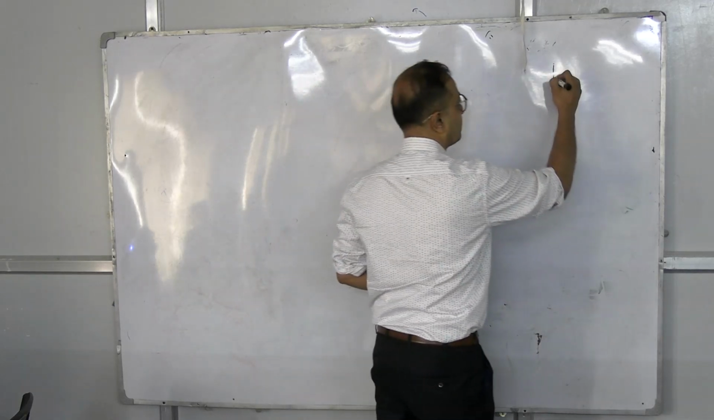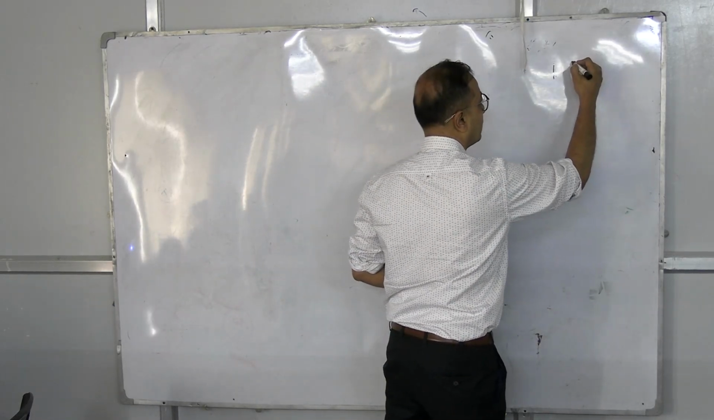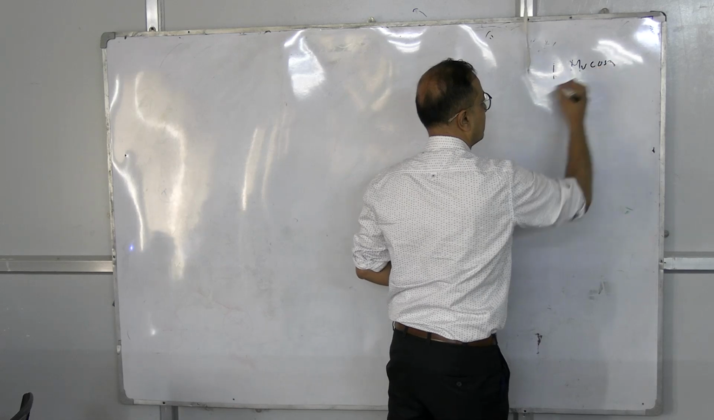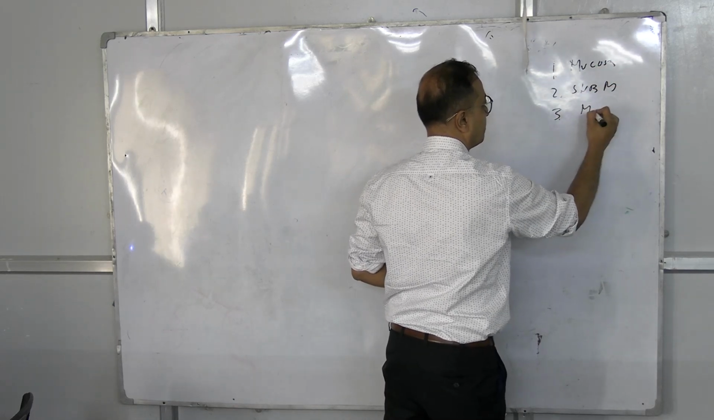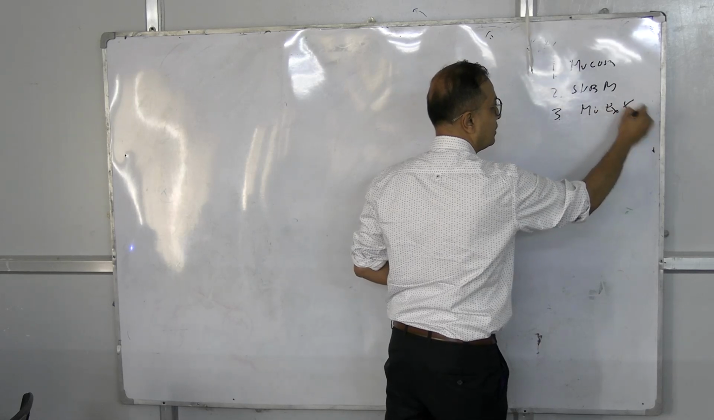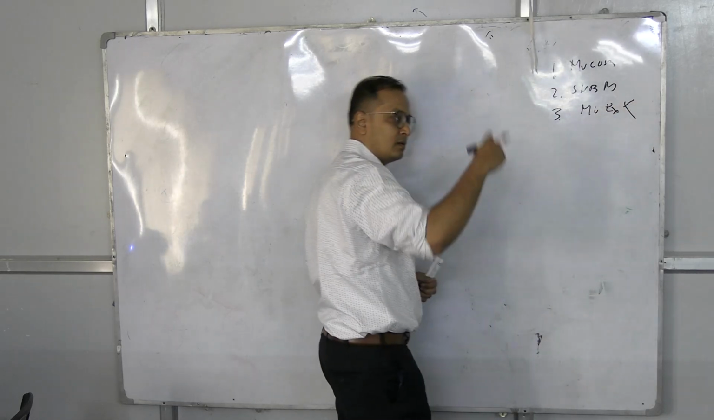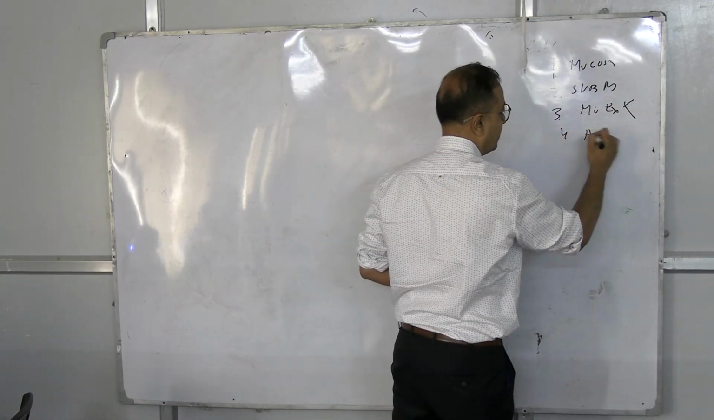So we are going to see these 4 layers top down. We call them the mucosa, then we have the submucosa, then we have the muscularis externa which has 2 layers, inner circular and outer longitudinal, and the adventitia.